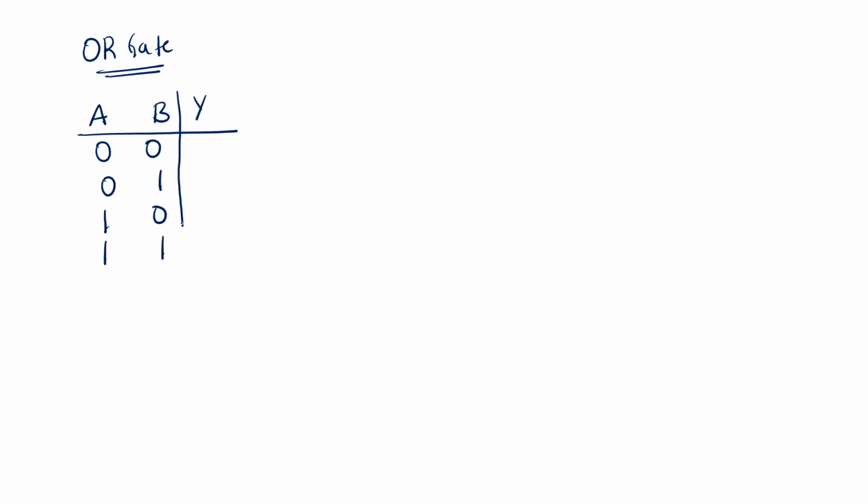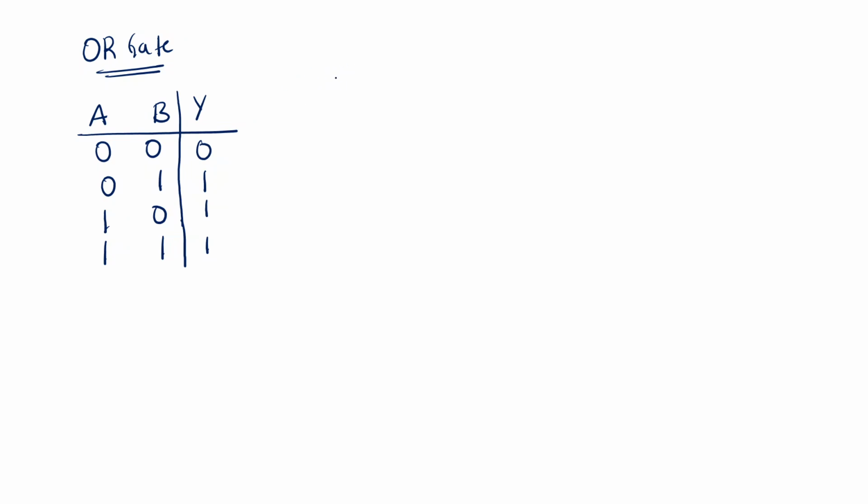OR gate. First, I will draw the truth table for the OR gate. If you define the OR gate with one statement, any one of the input is 1, the output is 1. So this is 0, 0, 0; 0, 1, 1; 1, 0, 1; and 1, 1, 1. So if any one of the input is 1, the output is 1.